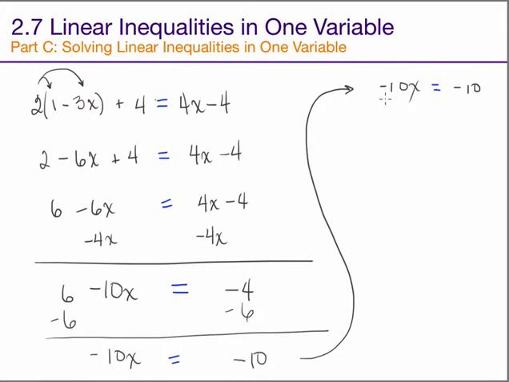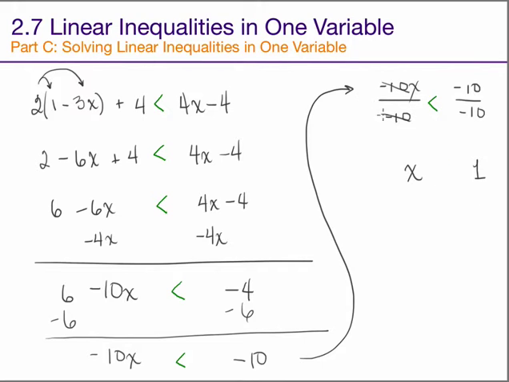My next step would be to divide both sides of the equation by negative 10 to get rid of this negative 10. This leaves me with x on one side and positive 1 on the other. In an equation, I would say that x was equal to 1. Since I wasn't doing an equation but an inequality, I have to ask myself, can I just copy this symbol down?